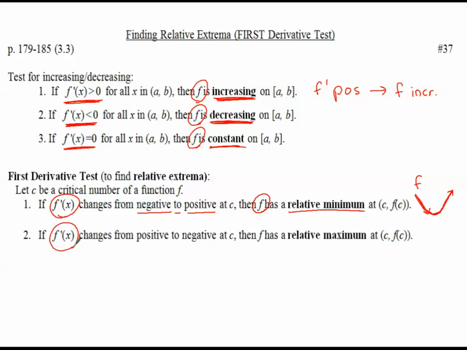If f prime changes from positive to negative at that critical number, then f has a relative maximum. So f prime is positive, means f goes up. Then f prime is negative, means f comes back down. So what's happening at that critical number has to be a hill, so we have a relative maximum.